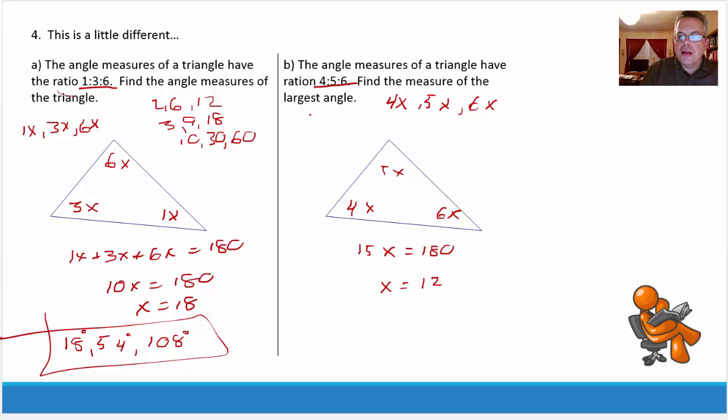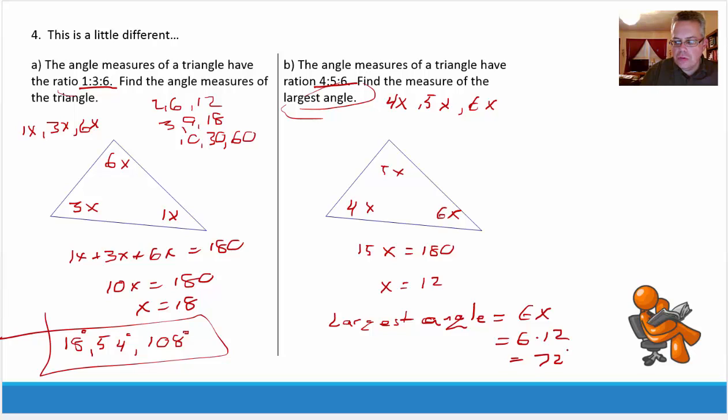Now, you got to answer the question. It said find the largest angle. The largest one would be 6x. So largest angle equals 6 times 12, or 6x, which is 6 times 12, which is 72 degrees. All right, cool.